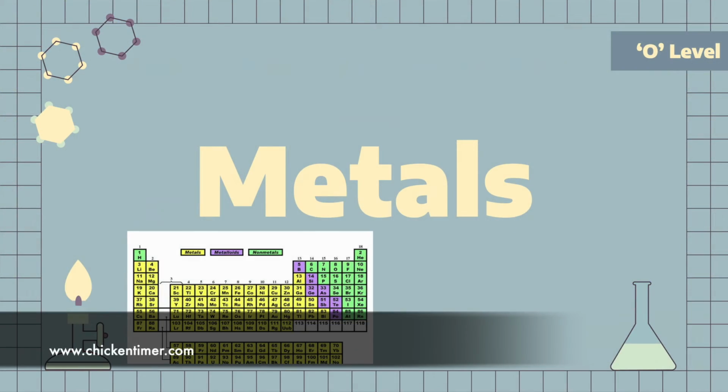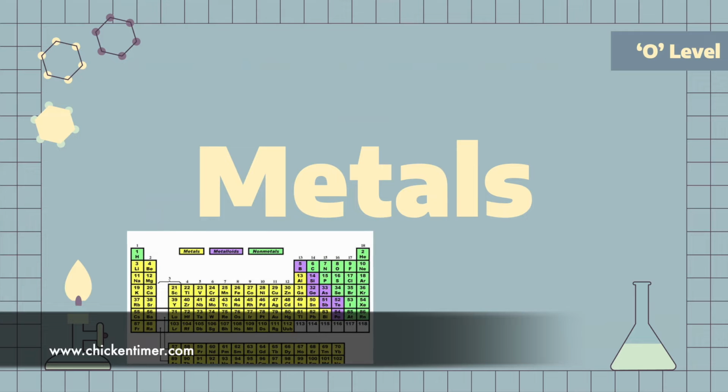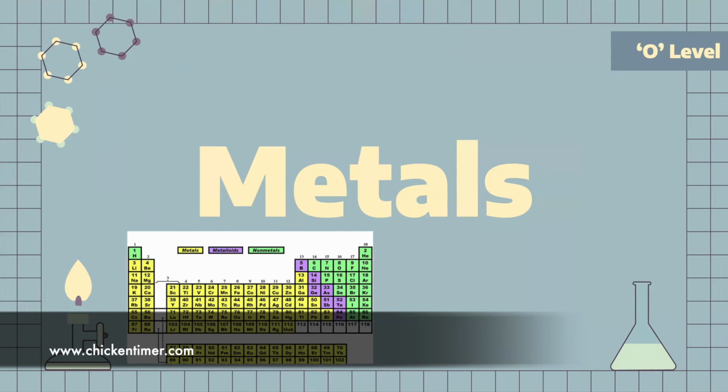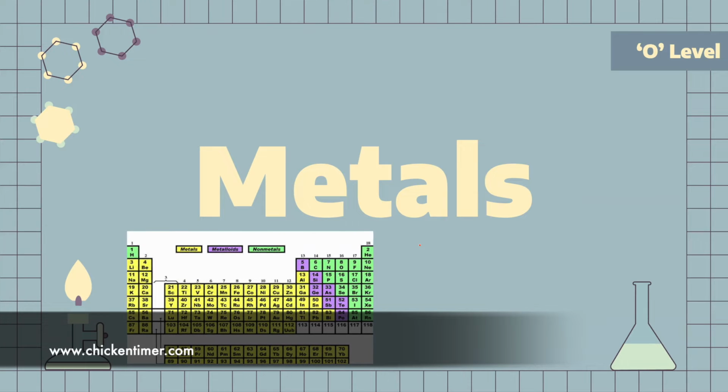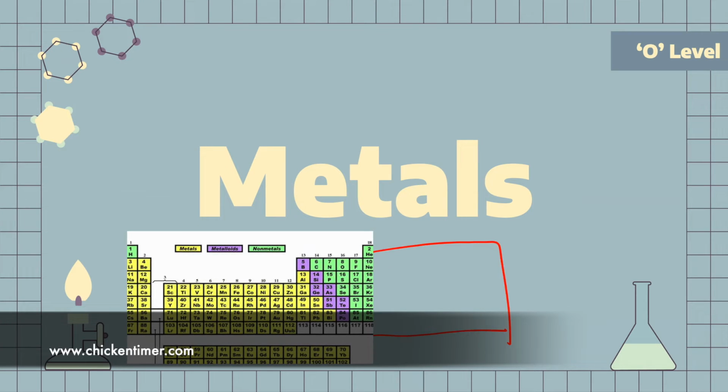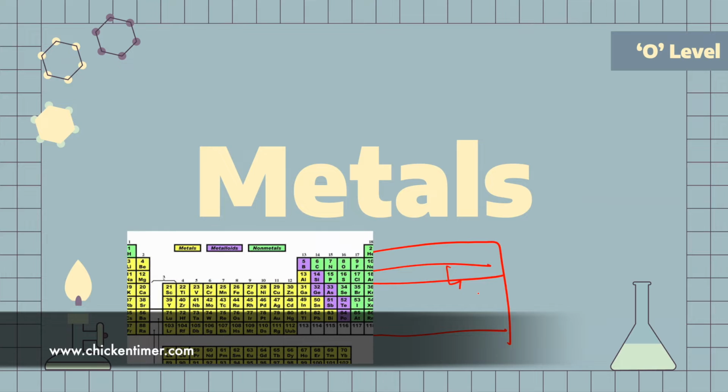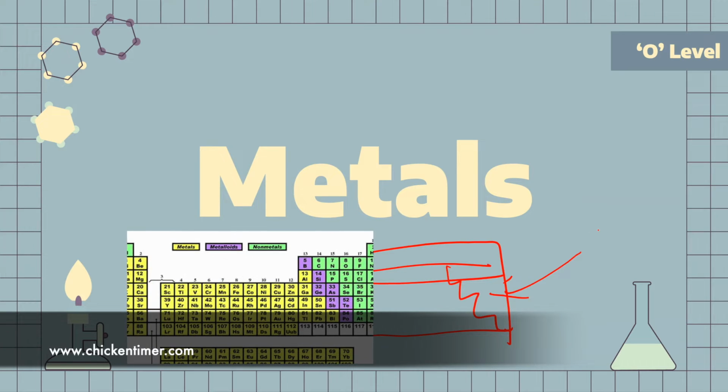Can you identify where the metals can be found in the periodic table? Group 1 and 2. Group 1, group 2, group 3, then you have a zigzag line, right? In your periodic table, group 3 except for boron. Then there's something like that, right? Yeah.